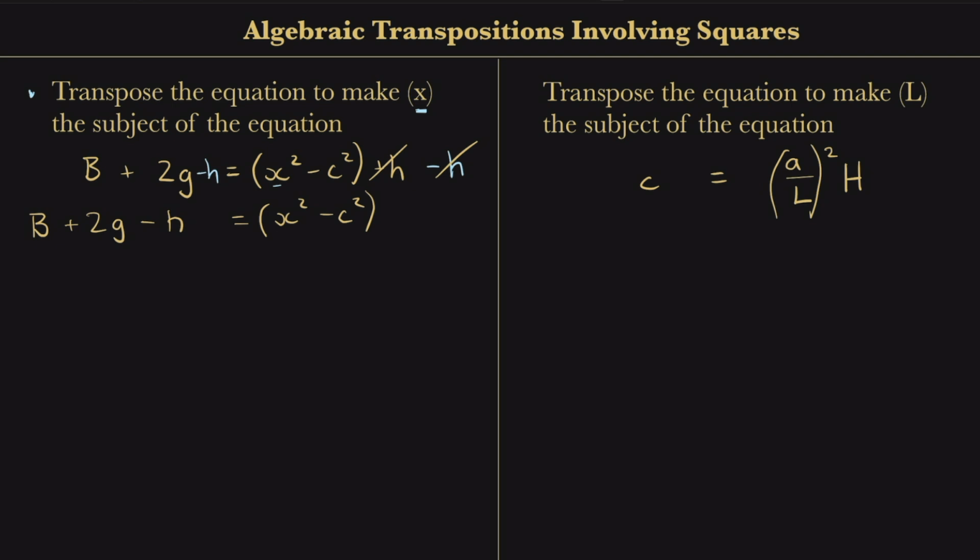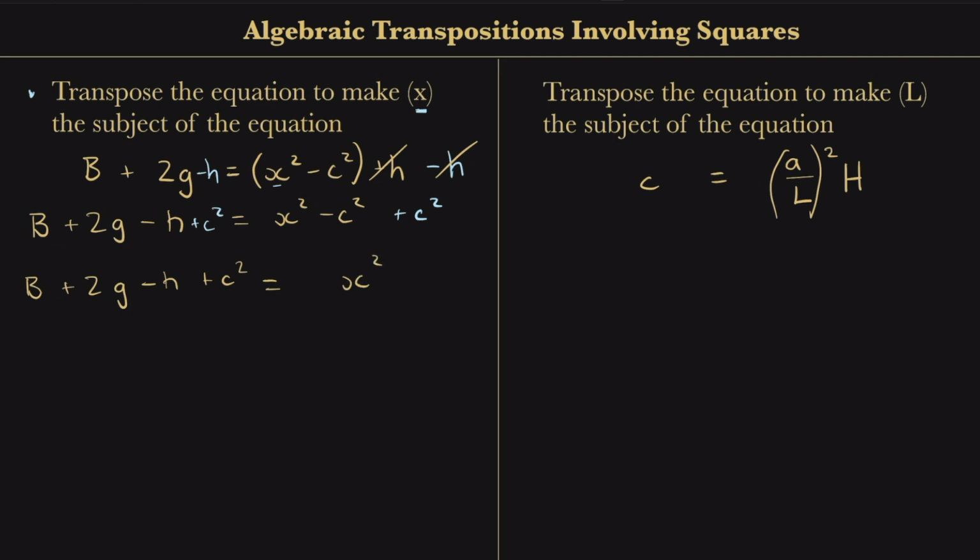I can also get rid of those brackets. So I'm just going to go boom, boom, because we don't need them anymore. All right, and my next step, because we've got negative c squared, I'm going to add c squared, and I'll add the same to the other side, and then I can rewrite that as b plus 2g take h plus c squared equals x squared.